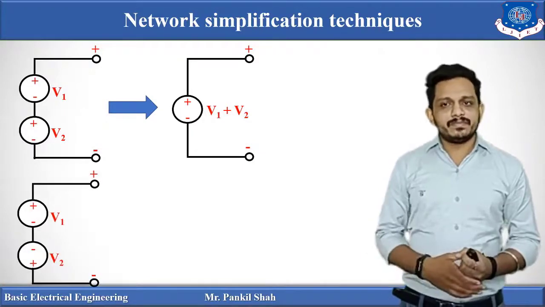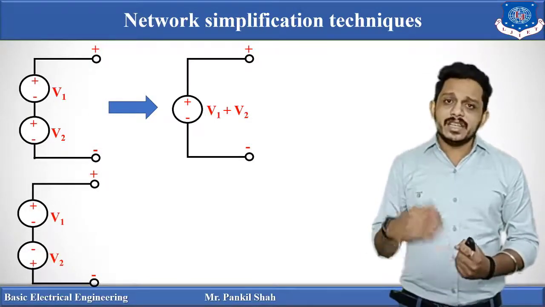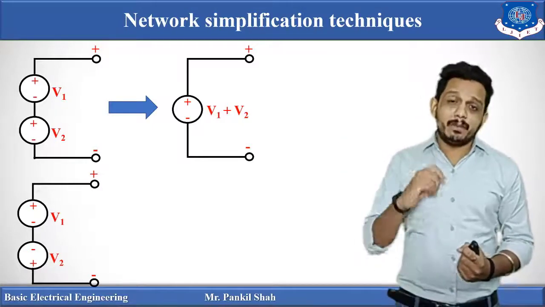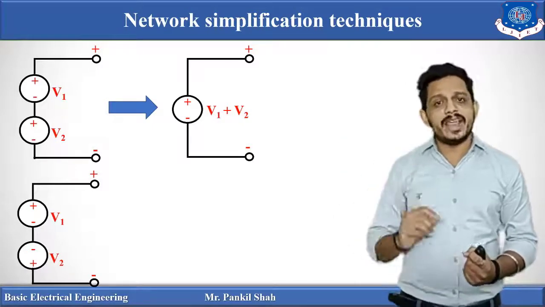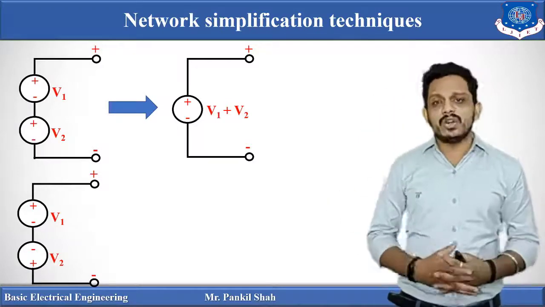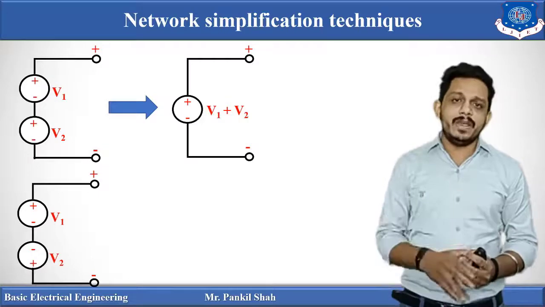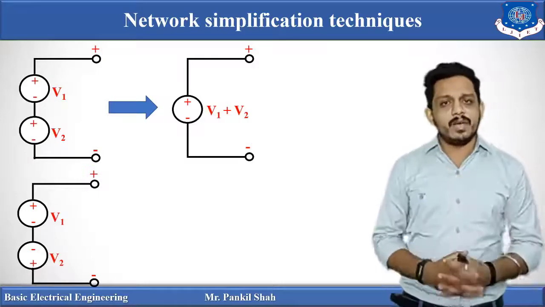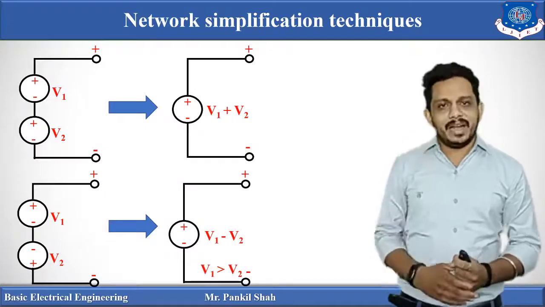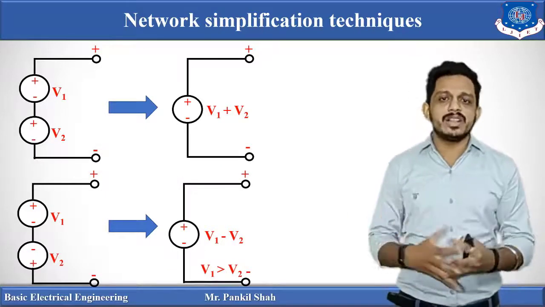If the polarity is different, meaning the polarity of the V1 source is plus minus, but the polarity of the other source is minus plus, meaning the polarity is not the same, then again this will be converted into a single equivalent source, but the value is not added. The value will be subtracted, depending upon which value is larger.